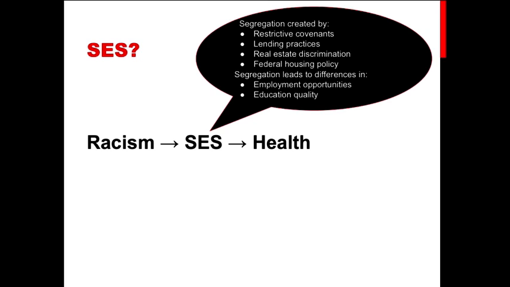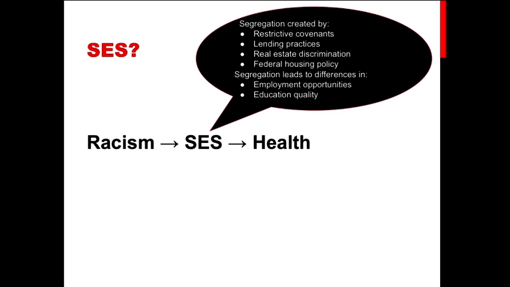One of those was restrictive covenants. So those are legally binding restrictions on property that allow people of only certain races to own that property. There also were lending practices and real estate practices that restricted where real estate agents and banks would offer housing and loans to people of color. Also, federal housing policy restricted the places where public housing was built.